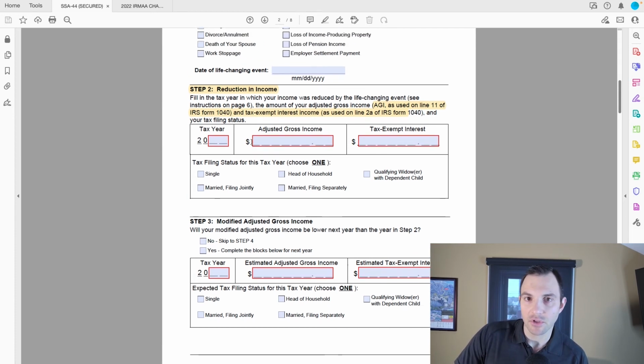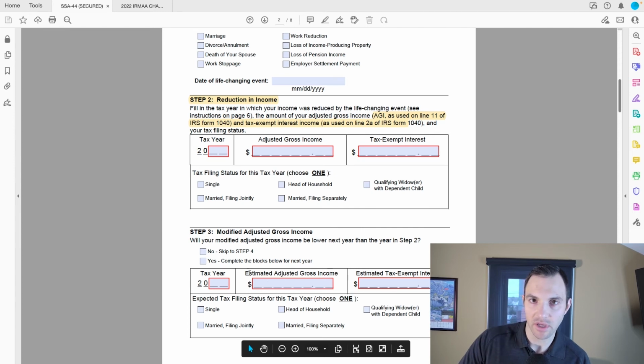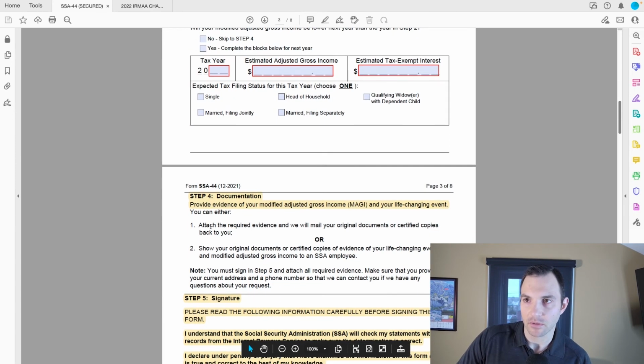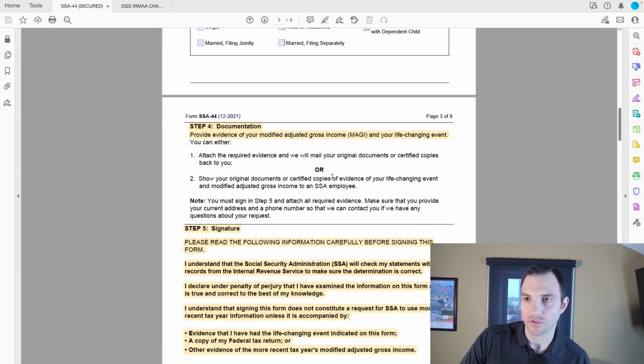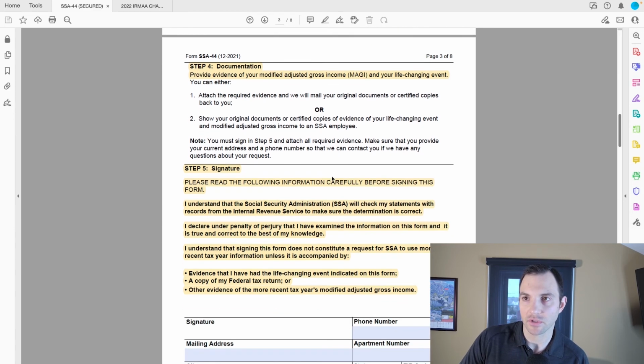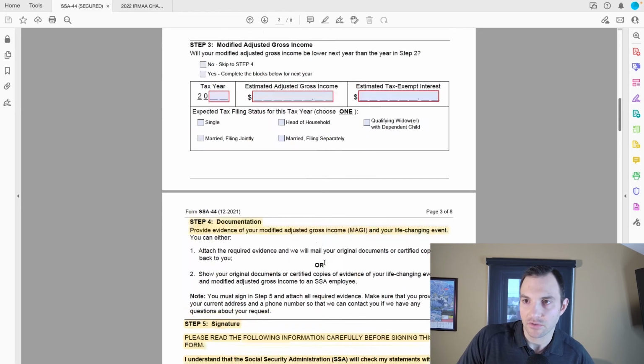Now, if the reduction in income that you're going to send in in step two is going to bring you back to the standard rate of 170.10, you don't really have to fill in step three. You can skip that part. Okay, and then step four, the documentation. So, evidence, you can mail in original documents. I've had people tell me they've mailed in a COBRA letter saying that they're no longer employed there, and then a brief explanation of what that would do to their income. A 1040 page is probably the most bulletproof documentation that you can provide, because it actually shows what your modified adjusted gross income is. And then you provide your signature, and you can simply either mail or fax that in to Social Security.